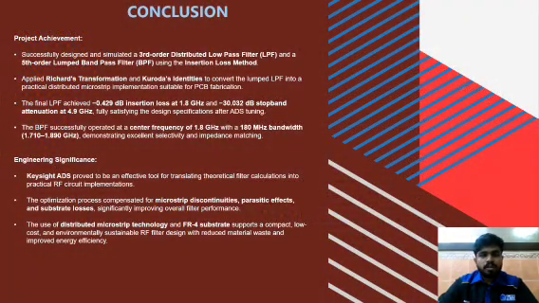In conclusion, we successfully designed and simulated both the distributed low-pass filter and the lumped bandpass filter using the insertion loss method. The application of Richards' transformation, Kuroda's identity, and ADS optimization enabled us to meet all the required design specifications. This project demonstrated how theoretical microwave filter design can be translated into a practical and efficient RF circuit suitable for real-world implementation while supporting sustainable engineering practices.